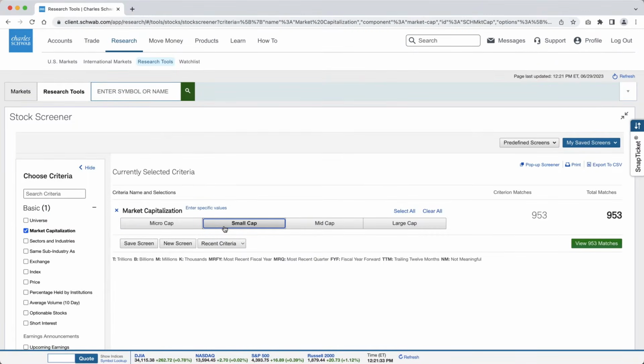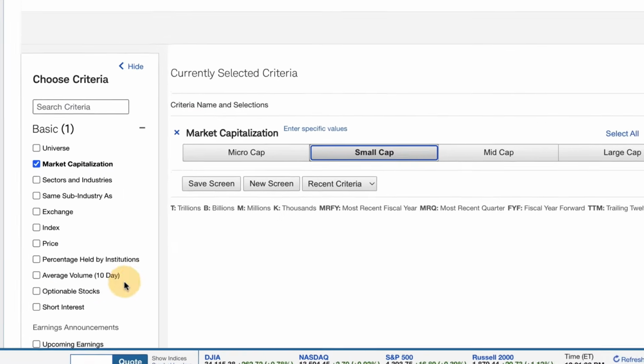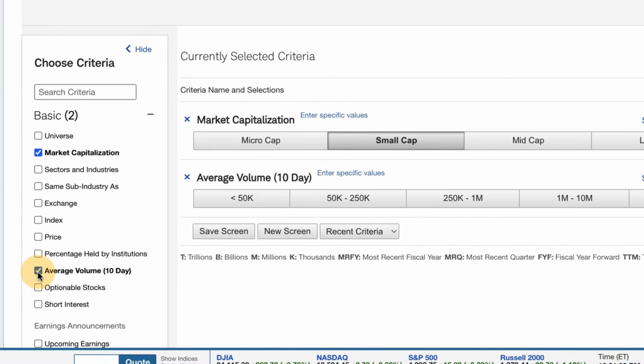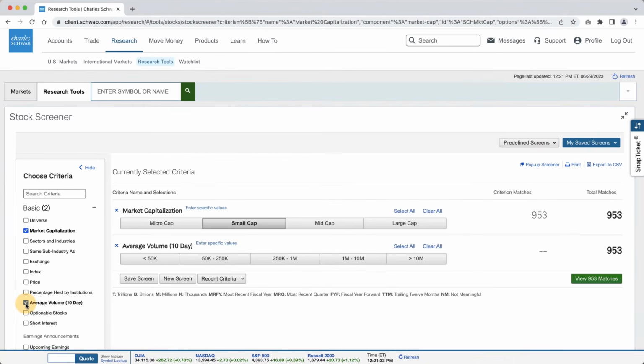Now I'm going to add another criterion, and that is average volume. Volume shows us the number of times a security is being traded. When volume is high, we know there's the potential for more buyers and sellers, meaning we have a higher chance of entering and exiting trades at the price we want. So under Basic, let's select average volume 10-day in that left column. When those criteria come up in our screener, under average volume for this example, I'll choose everything greater than 250,000.